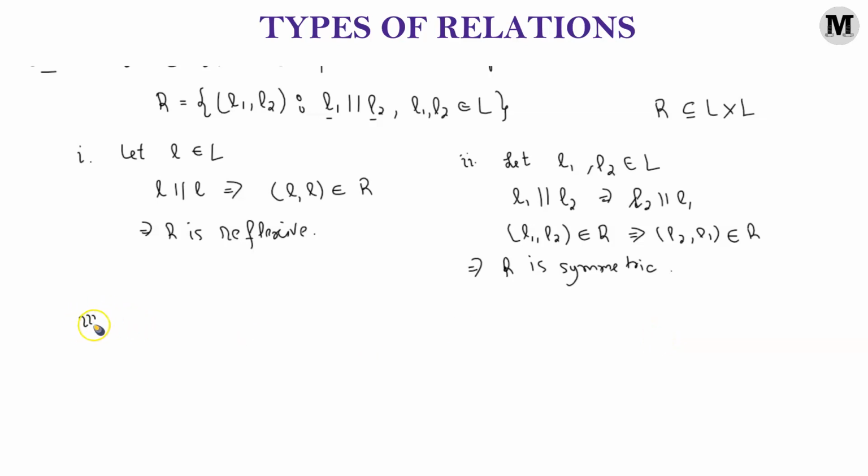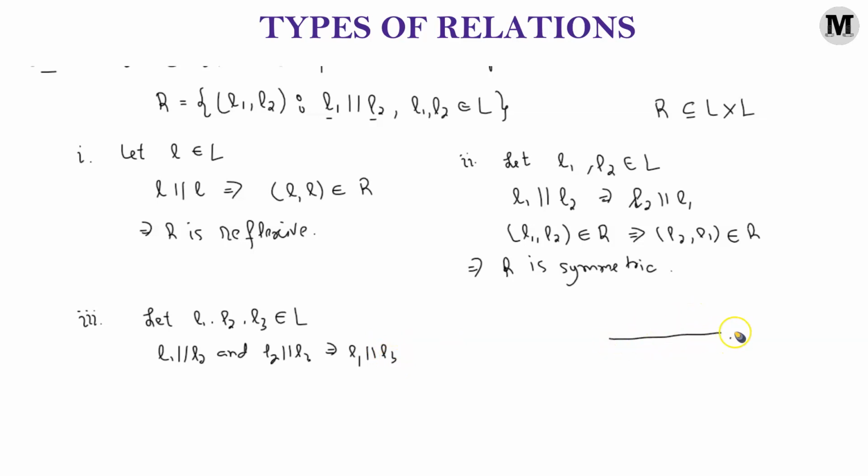For the third one, we're going to consider three lines. Let those three lines be denoted by L1, L2 and L3, picked up from the set L. Now we are saying that L1 is parallel to L2 and L2 is parallel to L3. This simply means that L1 must be parallel to L3, right? I can think of it this fashion: first we are saying that L1 is parallel to L2, and then that L2 is parallel to L3. So can we not say that L1 and L3 are parallel? Yes, definitely we can say that L1 and L3 are also parallel to each other.